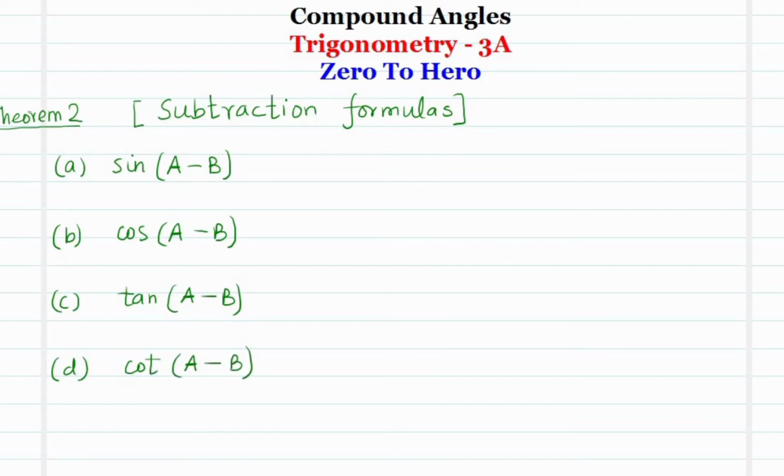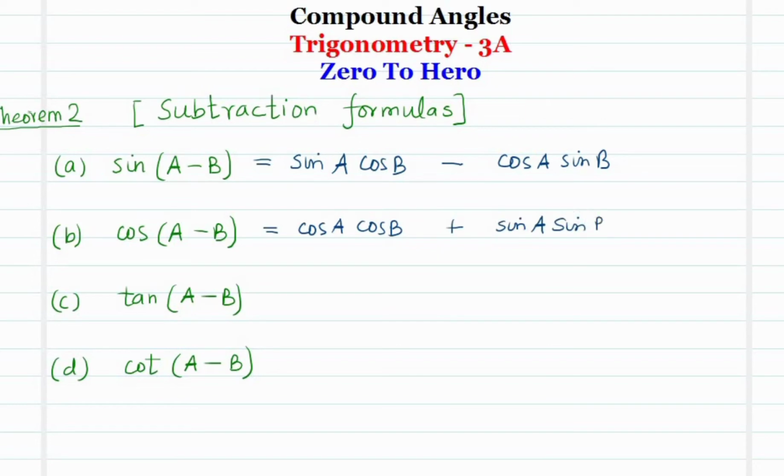Now the first formula is this: sin of a minus b means sin a cos b, then minus cos a sin b. Cos of a minus b is cos a cos b plus sin a sin b. Tan of a minus b is tan a minus tan b by 1 plus tan a tan b.